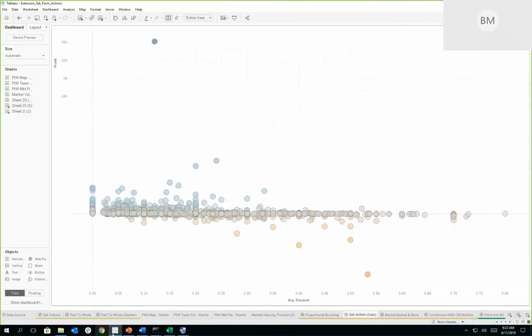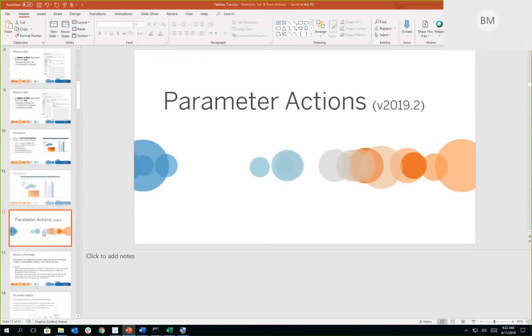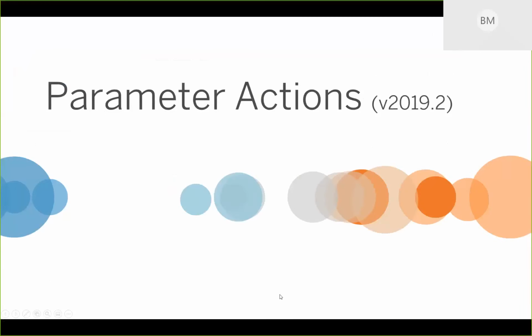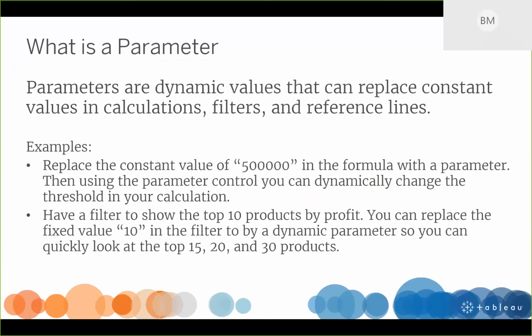The next thing I want to cover is parameter actions. Parameter actions was introduced in 2019.2, so the latest release that just came out. And again, I want to level set with what is a parameter. So parameters are dynamic values that can replace constant values using calculations, filters, or reference lines.